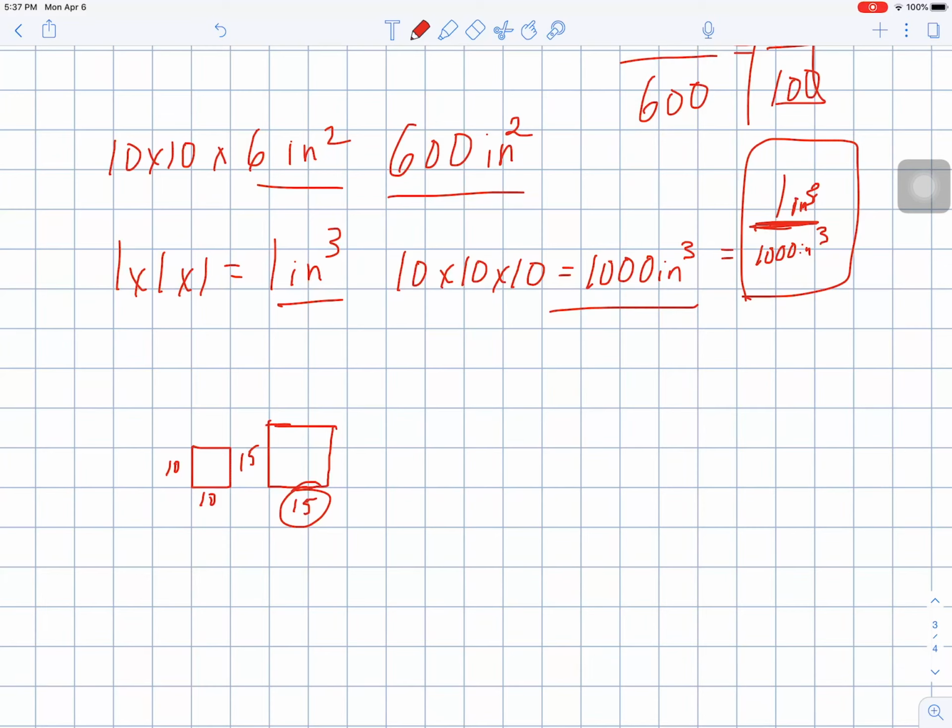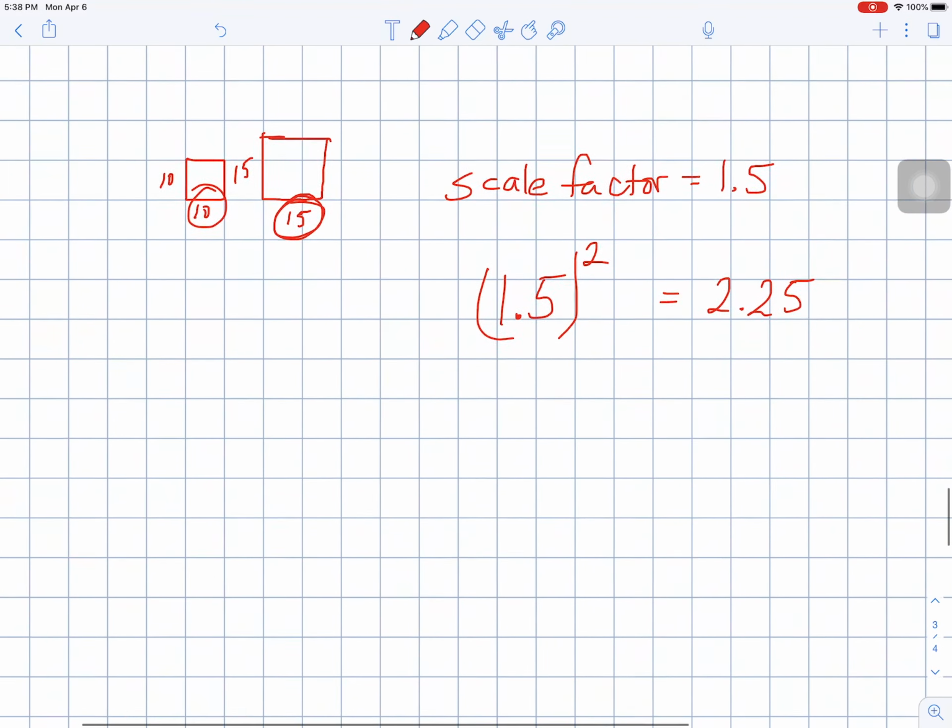What's the scale factor? Well, if we go 15 divided by 10, we get a scale factor equals 1.5. And then it says, what is the ratio of the areas of the smaller square written as a decimal? Well, the ratio of the areas, remember, as soon as we look at the areas, it's the scale factor squared. And 1.5 squared is going to get you 2.25. Okay, next one.